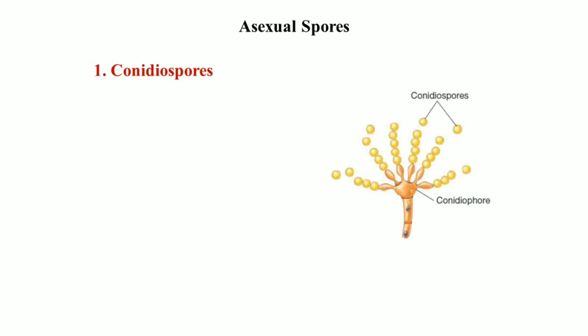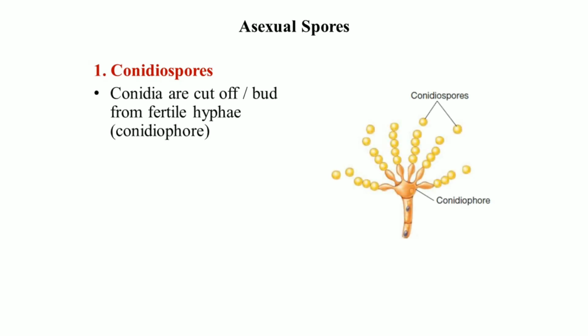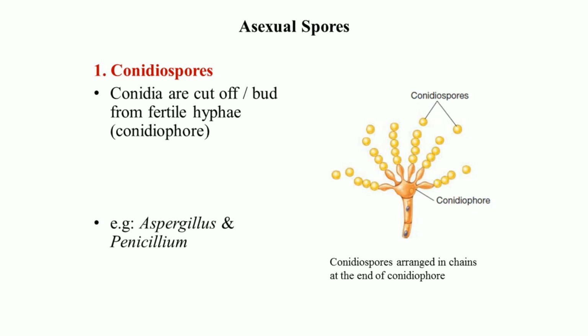Asexual spores. Conidiospores. Conidia are cut off or budded from fertile hyphae. Conidiospores are arranged in chains at the end of the conidiophore. They are produced by Aspergillus and Penicillium.